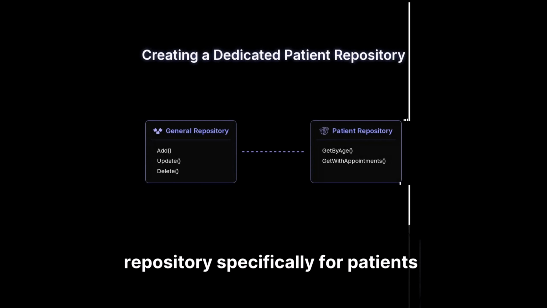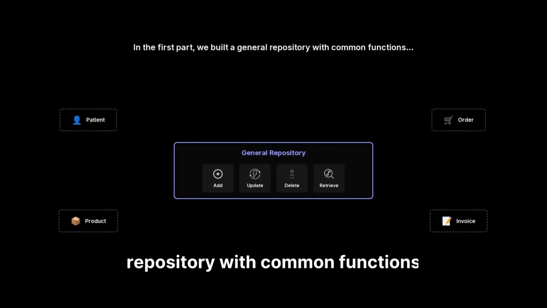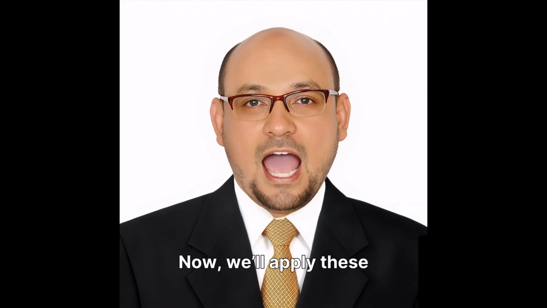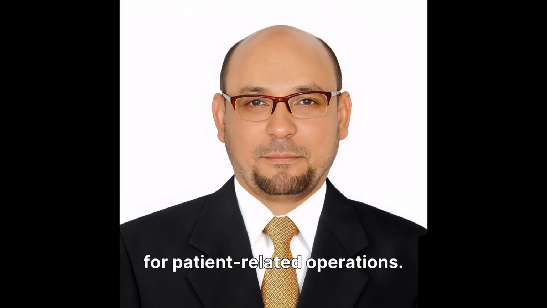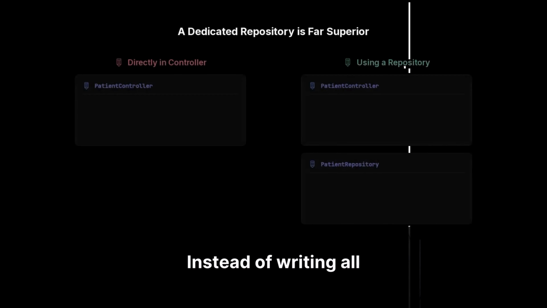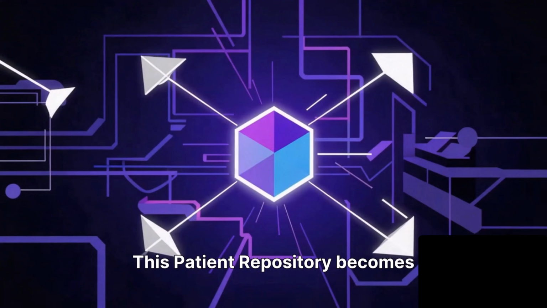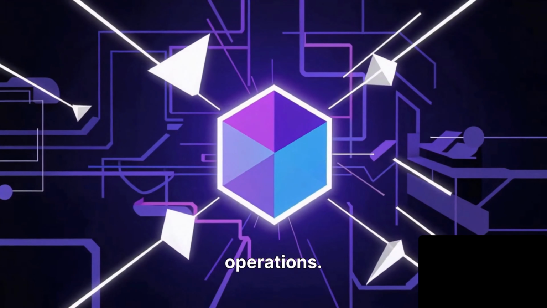We'll create a dedicated repository specifically for patients, building on our previous discussion. In the first part, we built a general repository with common functions like add, update, delete, and retrieve, which entities can inherit. Now, we'll apply these foundational concepts to the patient repository, tailoring it for patient-related operations. Instead of writing all patient database operations directly in the controller, a dedicated repository is far superior. This patient repository becomes the single, authoritative place for all patient data operations.